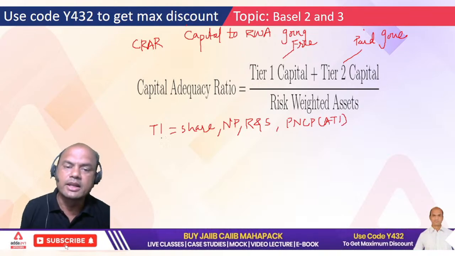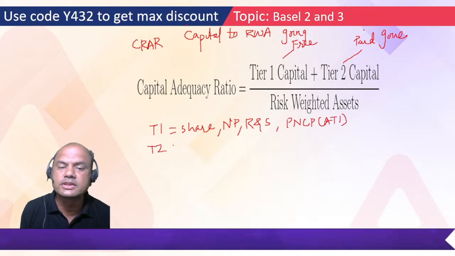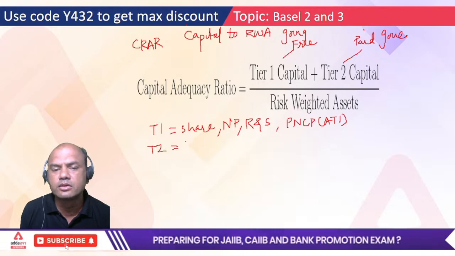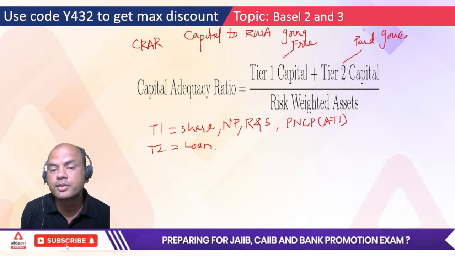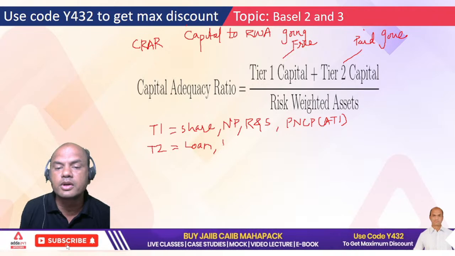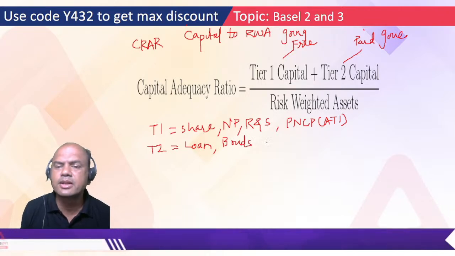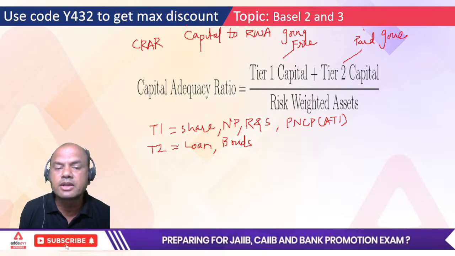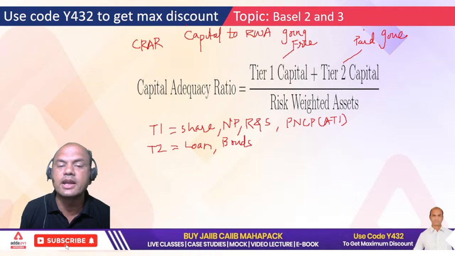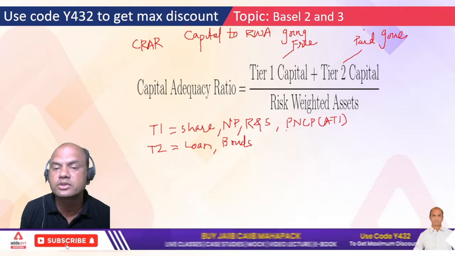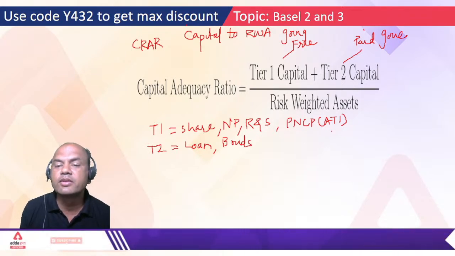And this is tier 2. Now tier 2 will consist of all paid capitals. Loan, if I take a loan from somebody for my capital, or bonds. Then we have revaluation reserves. T1 only consists of one, that is 80. T2 consists of only one, that is 82. But T1 consists of two parts. Always remember this, T1 will have two parts.